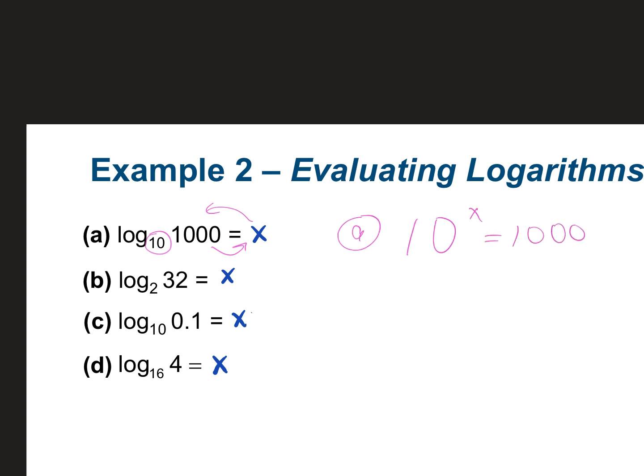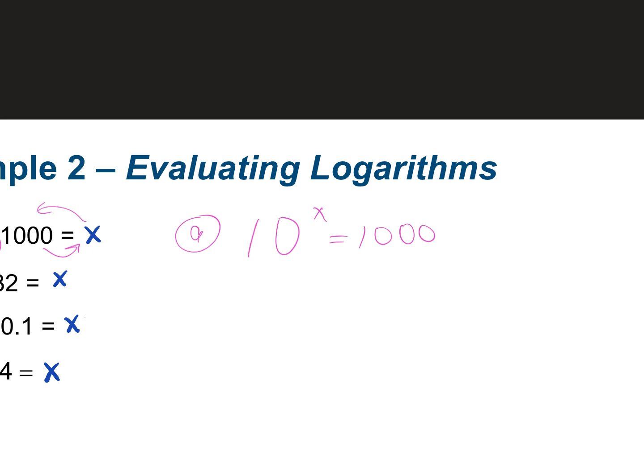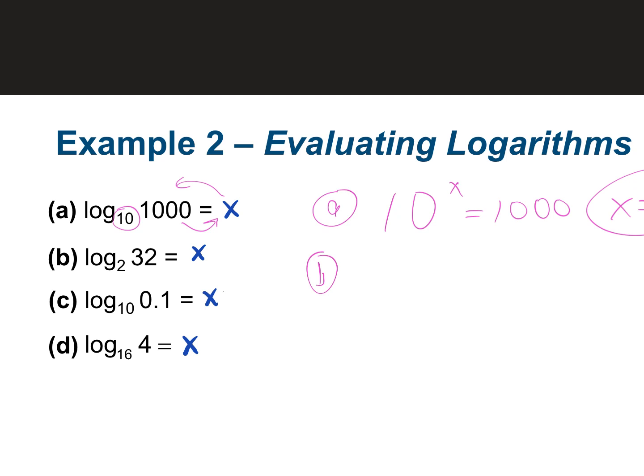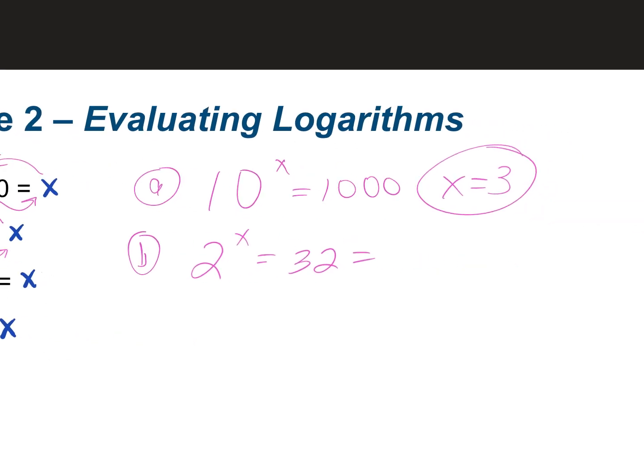So now this question is a lot easier. 10 to what power gives me 1,000? How many zeros do you see, guys? 3. So 10 to what power gives you 1,000? 3. All right, if I look at B, log base 2 of 32 equals x. You guys are like, what? Rewrite that exponentially. You can see it better. What does the little 2 become? Big 2. So what this question really says is 2 to what power gives me 32? Yep, x equals 5.